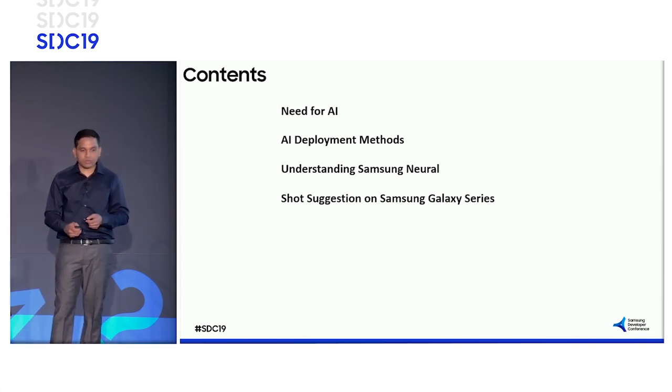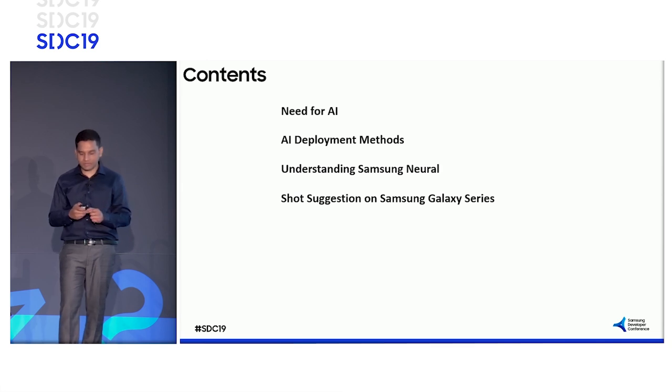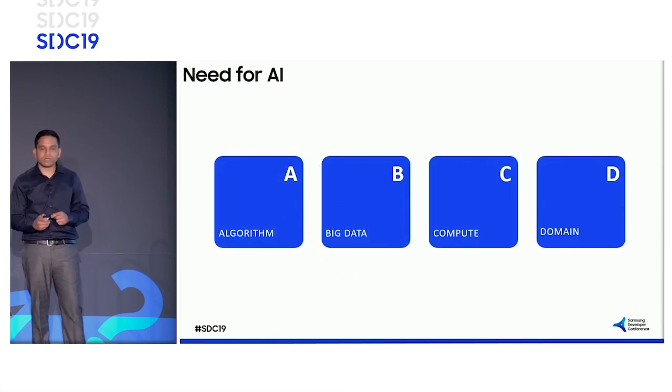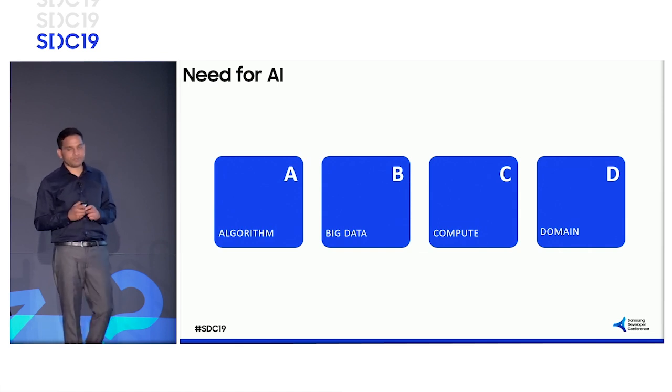We are grateful to Derek, co-founder and CTO of Polar Inc., who is here with us, who's going to talk about the shot suggestion feature, which we worked together on for launch in Samsung Galaxy S10, which is also powered by Samsung Neural SDK. My colleague and architect Venkappa is going to talk about some of the internal details of this SDK, including the architecture, roadmap, and the workflow to get access to this SDK so that you can integrate it in your applications. So before I get into Samsung Neural SDK, let me set some context.